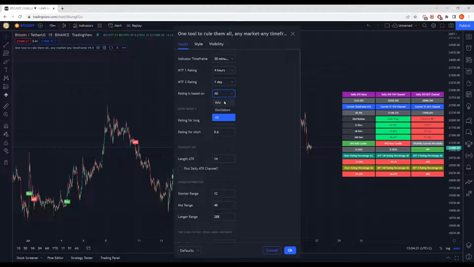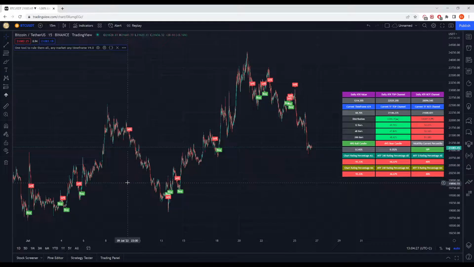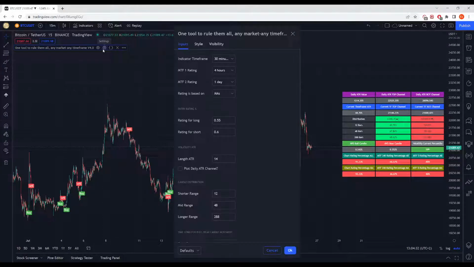If you want, you can use the moving averages, but in this case you are going to see that the moving averages option is much more aggressive. We are going to have many more entries than in general. In this case it's telling me that I'm looking at 55% of the moving averages to go long, or 60% of the moving averages telling me to go short. However, if you go with all, in this case I'm going to look at 55% of both moving averages and the oscillators. So it's going to be much smoother and more accurate overall.